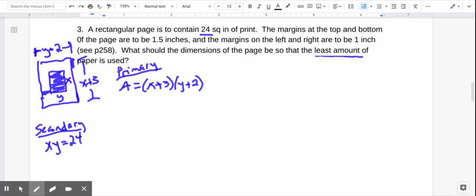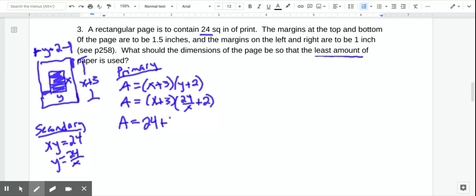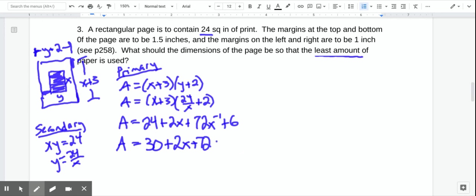So we're going to solve that secondary equation for, it doesn't matter which one, I'm going to solve for Y. So we get 24 over X, and we'll plug that in over here into the primary. So we have X plus 3 and 24 over X plus 2. And I think before I take the derivative of this, I'm going to go ahead and multiply that out, FOIL it out. So I get 24 plus 2x plus 72 over x, which I'm going to rewrite like that, plus 6. So I get 30 plus 2x plus 72, x to the negative 1.